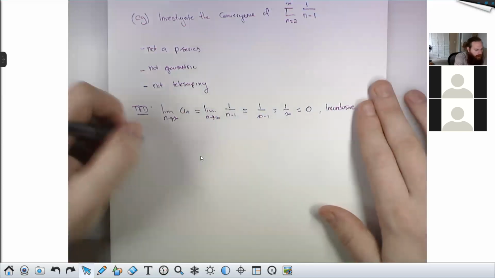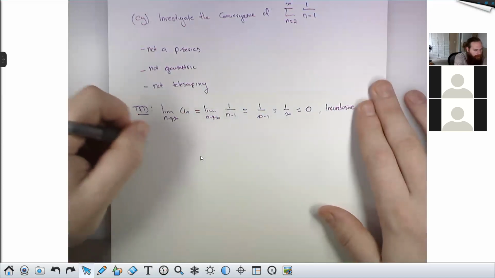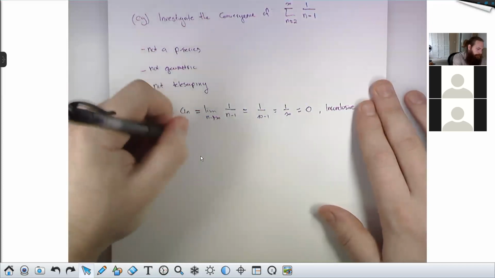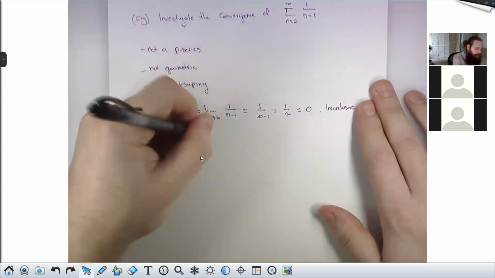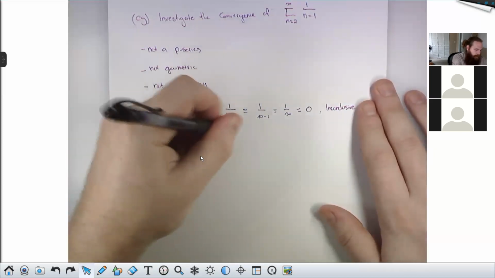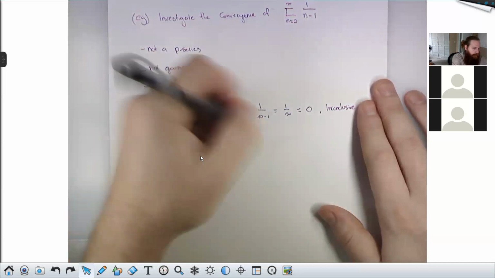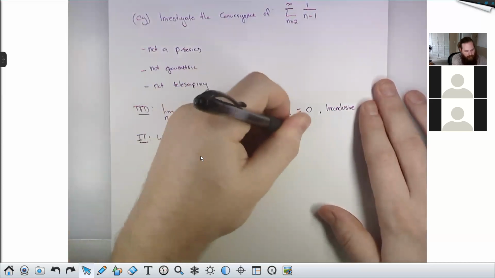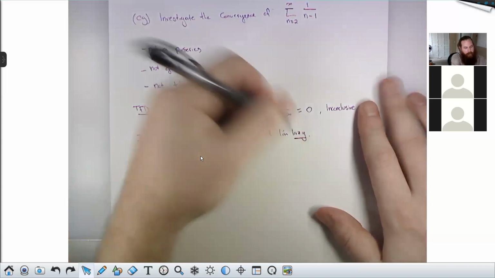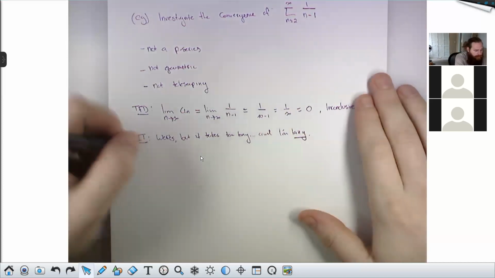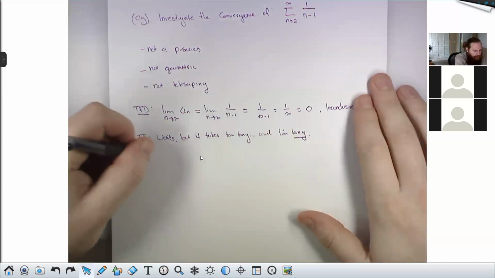Integral test would work, but it takes forever. And I'm lazy. Mathematicians are deeply lazy people. So what will work nicely here is a direct comparison.